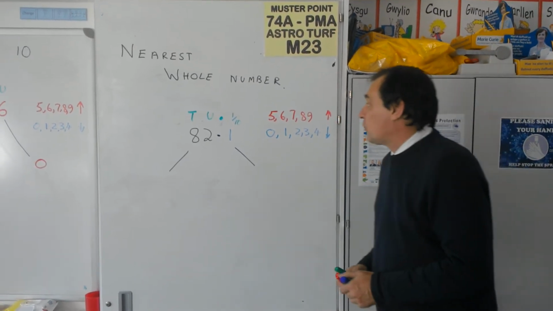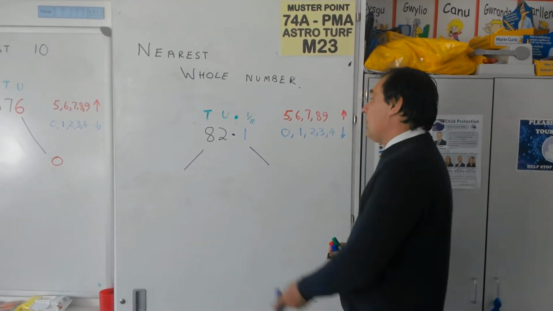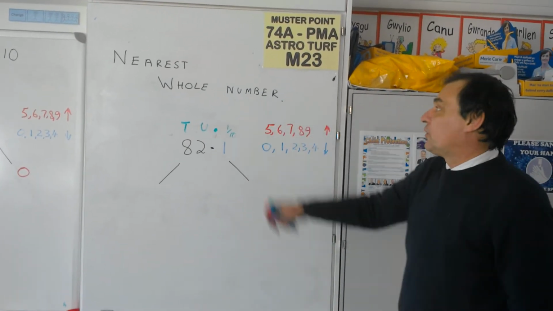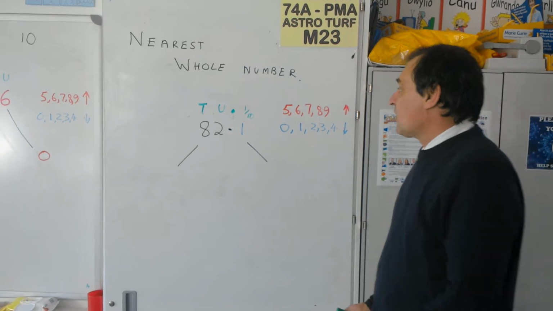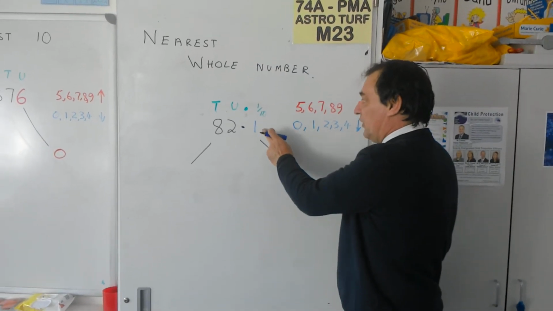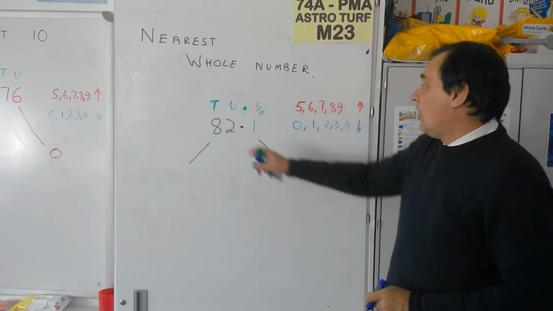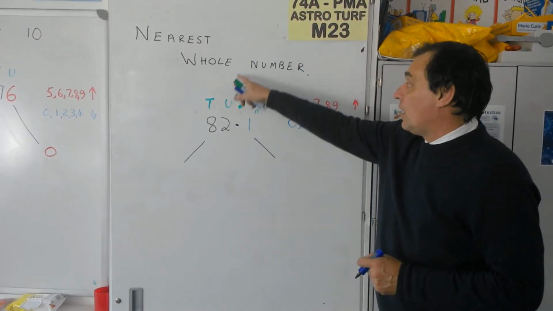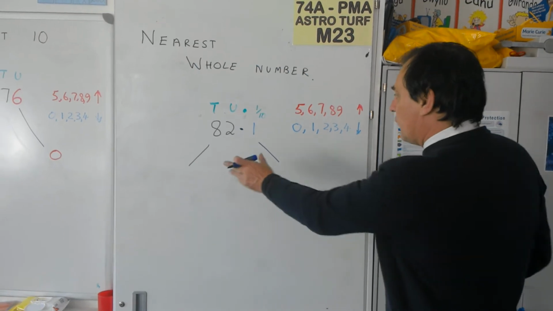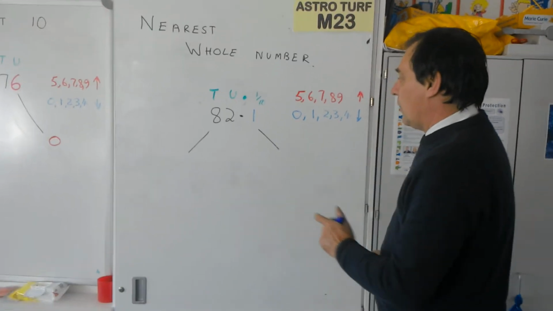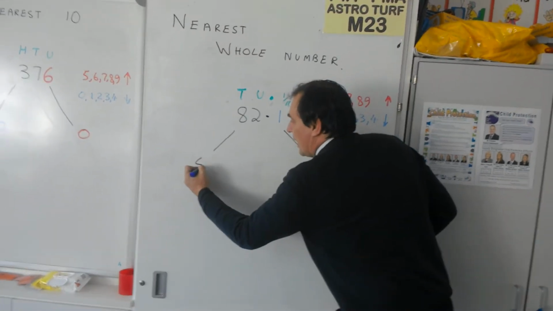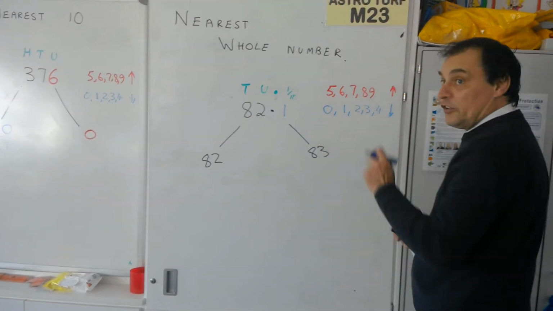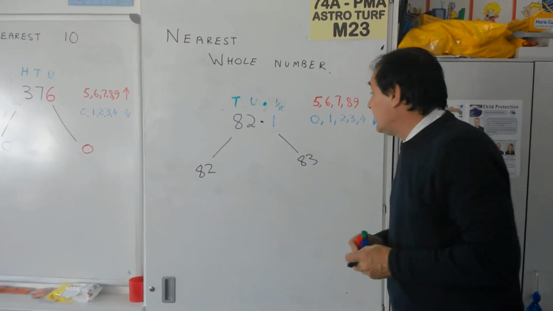If we start off with rounding a whole number, I've put in my place value columns here, my tens, units and tenths. If I wanted to round to the nearest whole number, I put the tenths here because it's the first column to the right of the units. Now I've got a choice. If I went down, it would be 82, but if I was going up, it would be 83. Now I've got to decide which one to select.